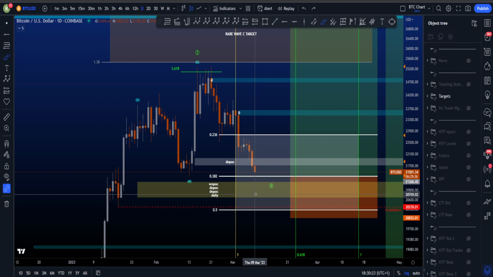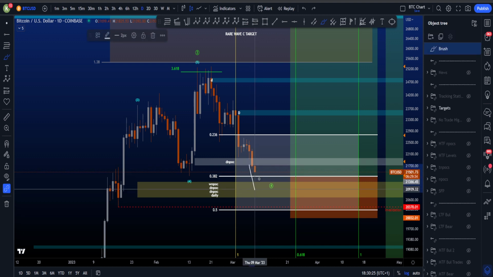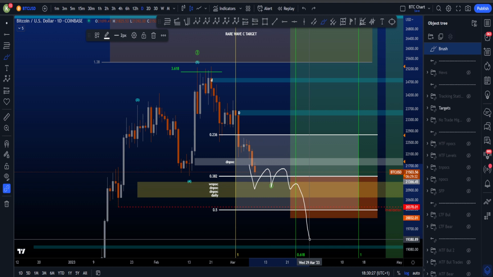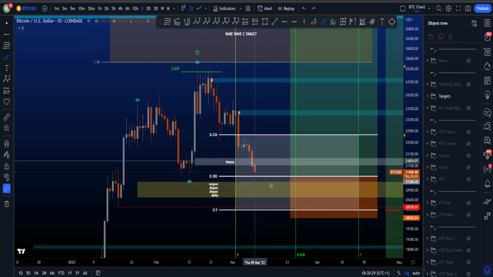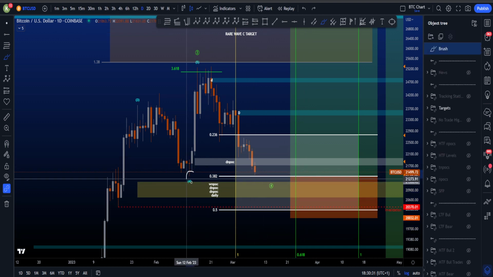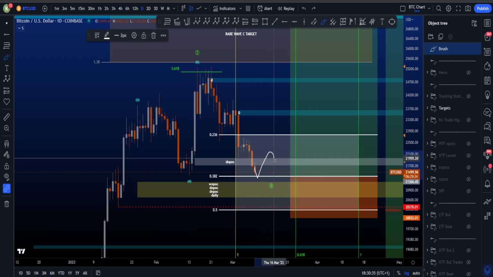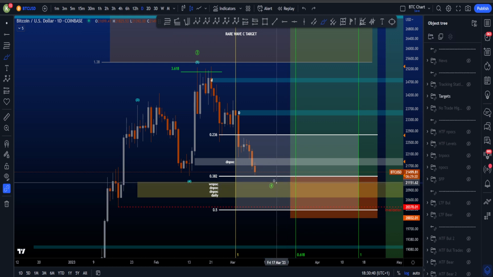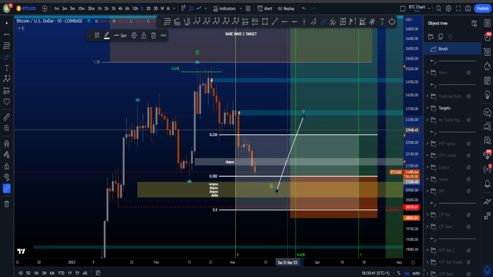Now, as you maybe know, the more often a support area gets tested, the weaker it becomes. So preferably, I would like to see that maybe price can take this low, then move up, and then move down once more, testing this area for the first time. That might then be the end of wave 4 before moving up.